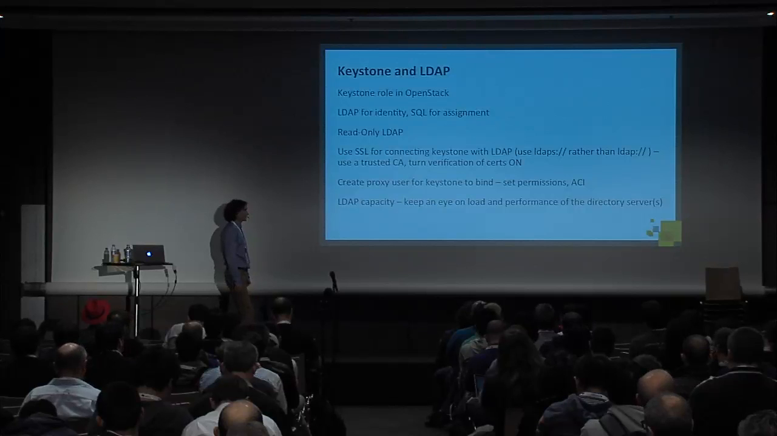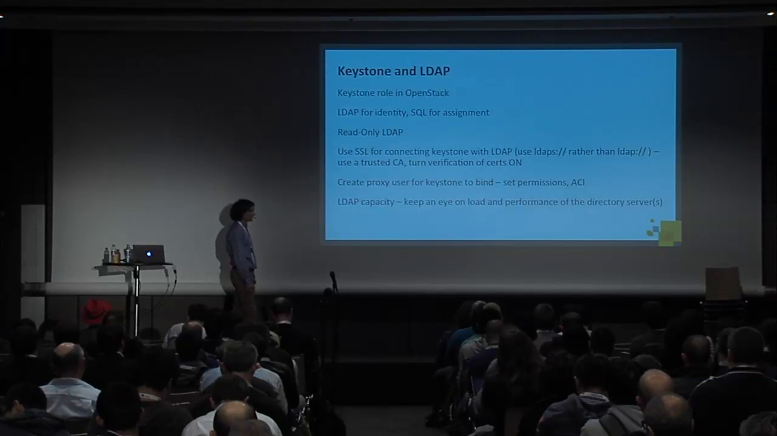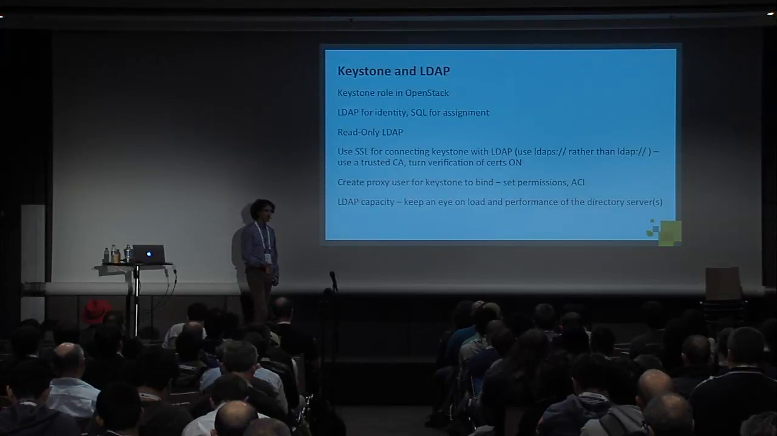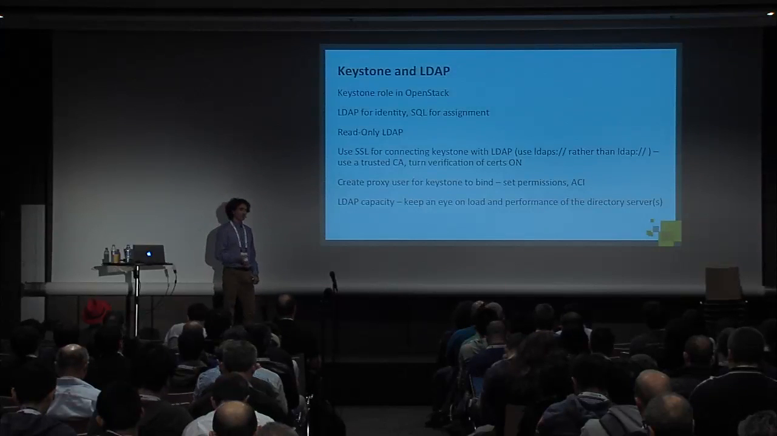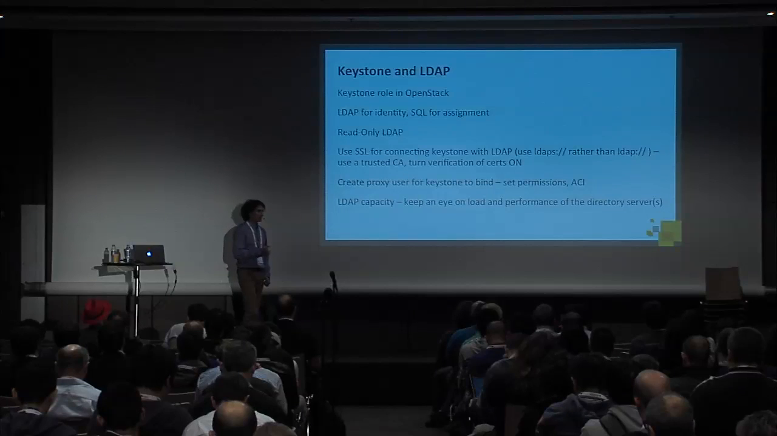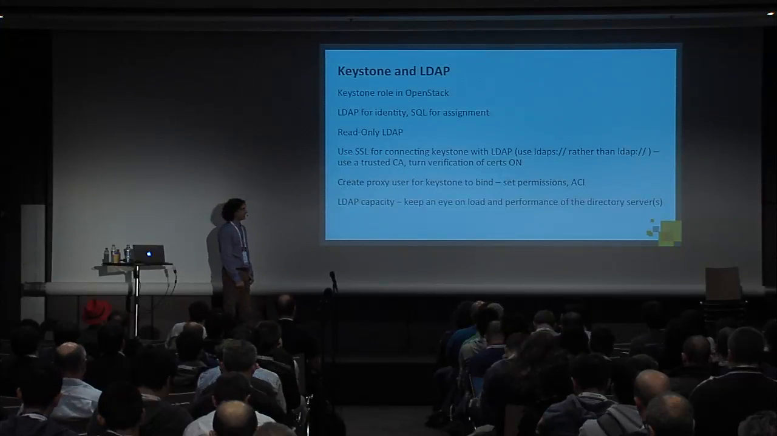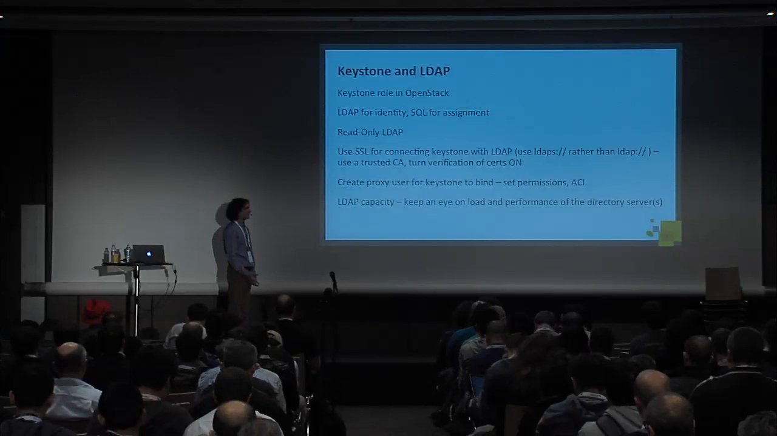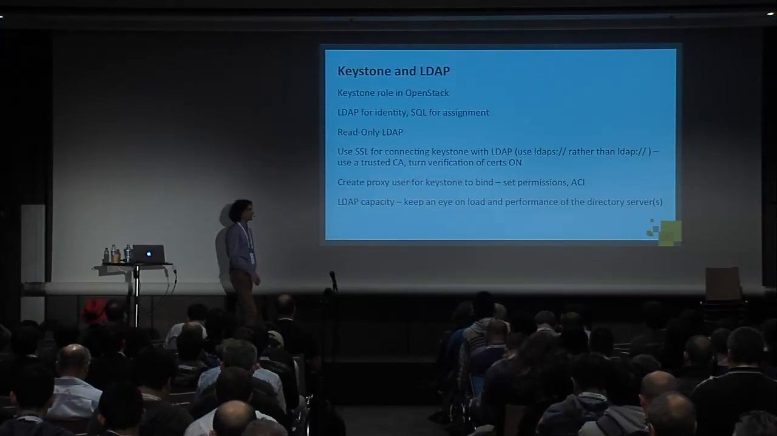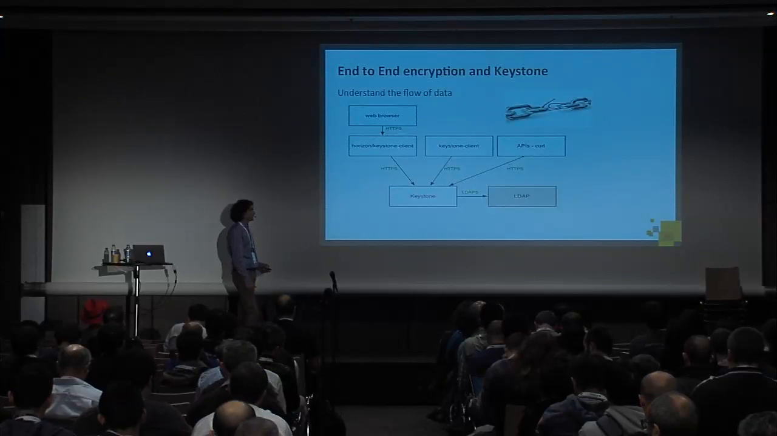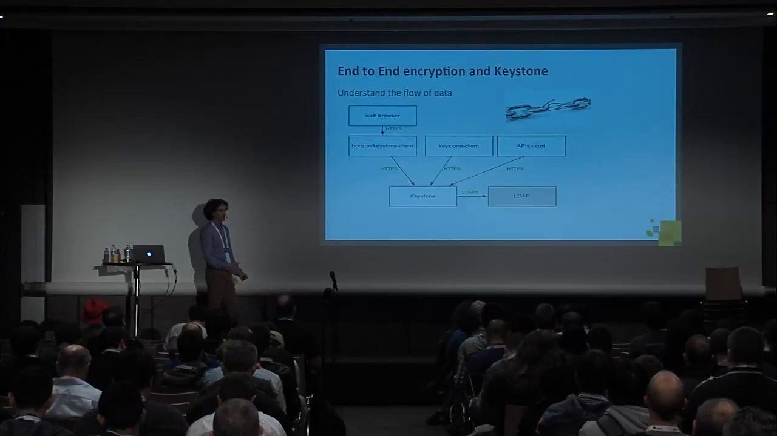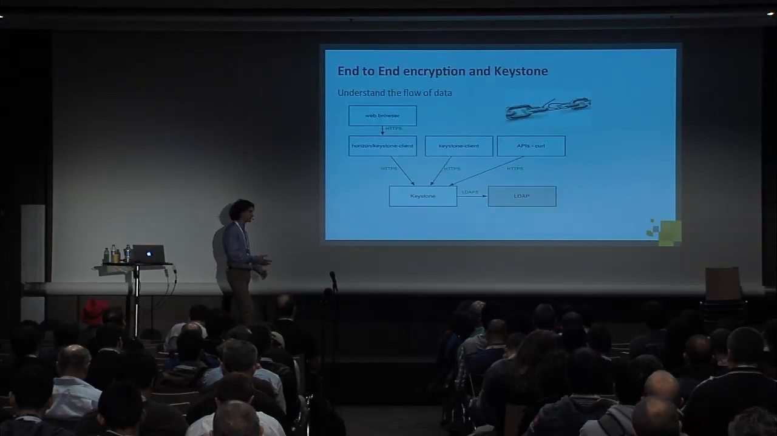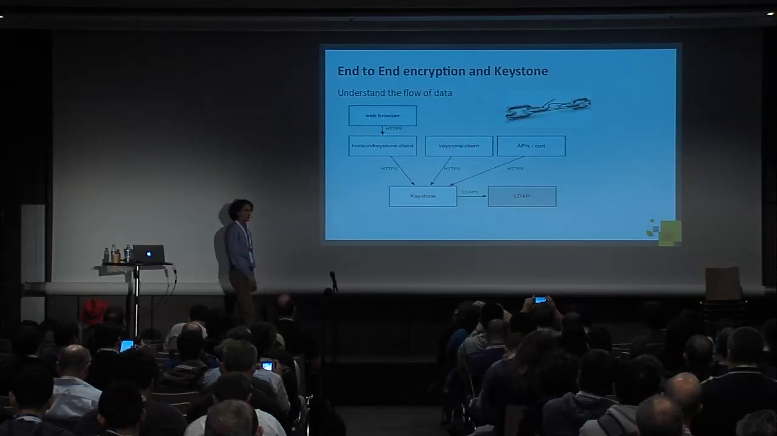Also, work with your LDAP administrator, create a special user for Keystone to bind to LDAP, and set the right permissions for this user to allow it to access only the right OUs. That will give you a lot of leverage when you have problems with the LDAP directory, and your LDAP administrator will be able to pinpoint these problems.